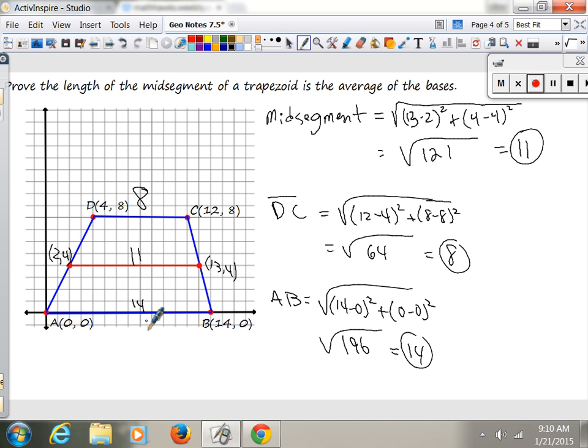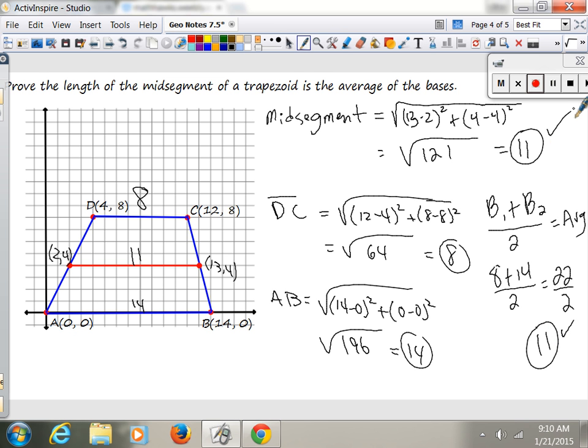Is the midsegment the average of the two bases? How do you find the average? Base 1 plus base 2 divided by 2 equals the average, right? If you want to get the average of the two bases, you add them together and divide by 2. So that's going to give me 8 plus 14 divided by 2. 22 divided by 2 is 11. And that checks because we just proved that the average of these two bases is the same as the midsegment.